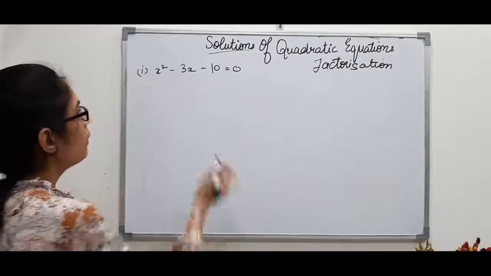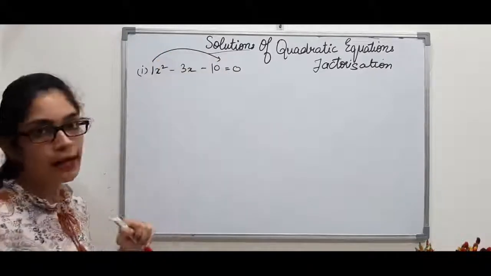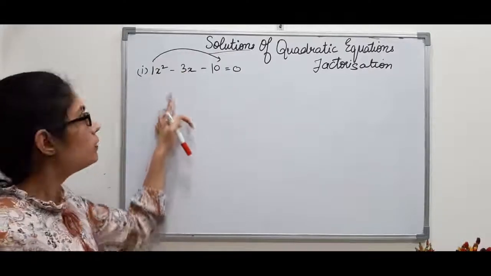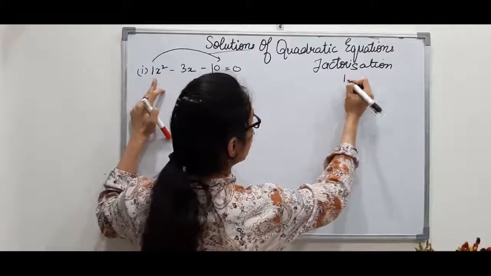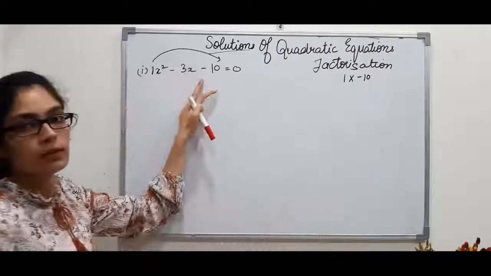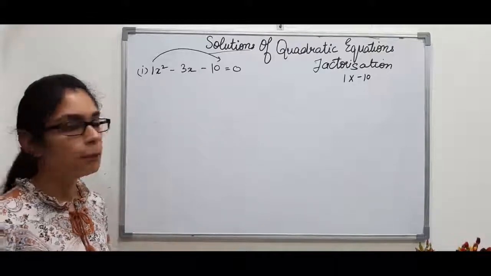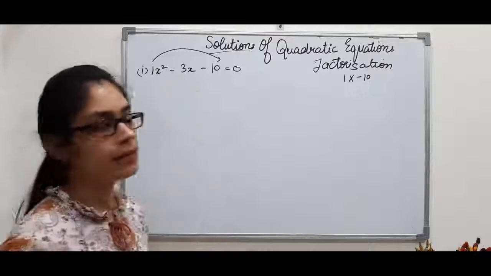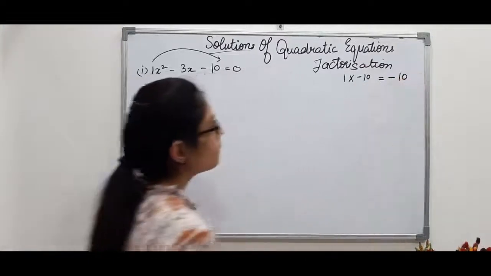So first step, you have to multiply your first term with the last term. Only constants you have to see, just ignore the variables. So you have to multiply first term, which is 1, with your third term, which is minus 10. Don't ignore the signs. Signs you have to consider every time you are taking any number. First term is positive 1 and third term is minus 10. So the product of these numbers will be equal to minus 10.